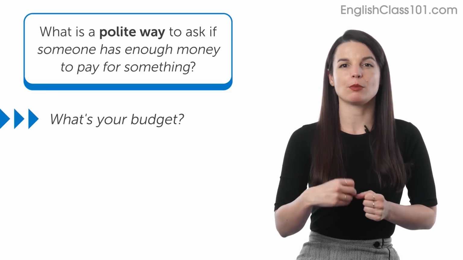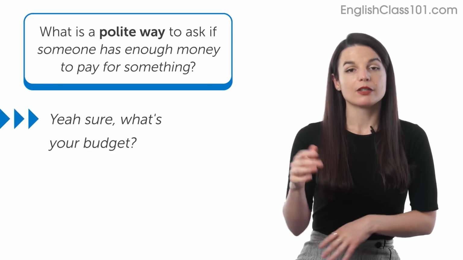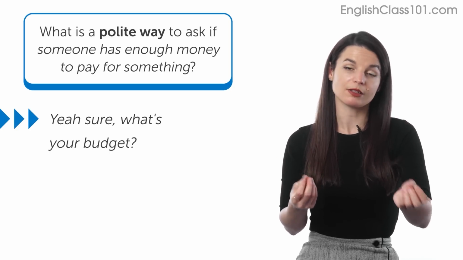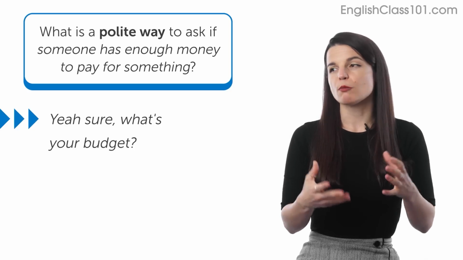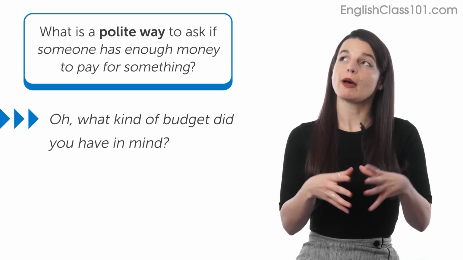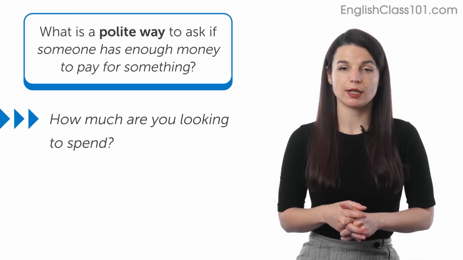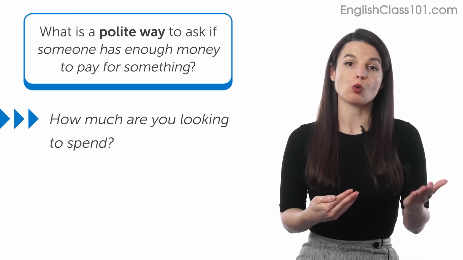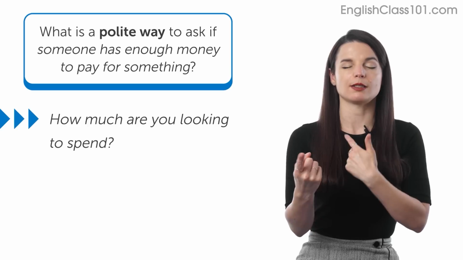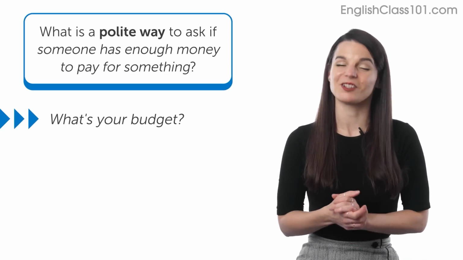So if they say, for example, "Hey, can you recommend a video editing software for me?" It's like, "Yeah, sure, what's your budget?" So that sounds quick and efficient and like you're paying attention and you're thinking of them as well. So I would recommend, "What's your budget?" Or you might also hear people say something like, "Oh, what kind of budget did you have in mind?" Or you might also hear sales staff say, "How much are you looking to spend?" "How much are you looking to spend" means about how much money do you want to spend on this thing? So you might hear that pattern as well, usually face-to-face with salespeople. But again, I would recommend, "What's your budget?" That's going to sound like the best way to respond to this question.